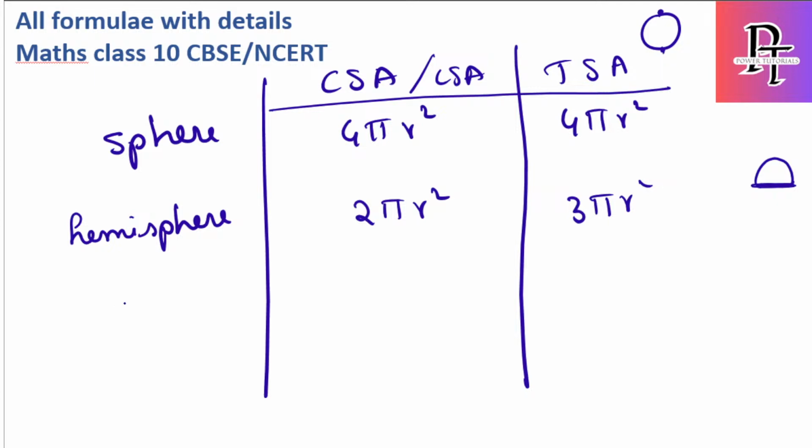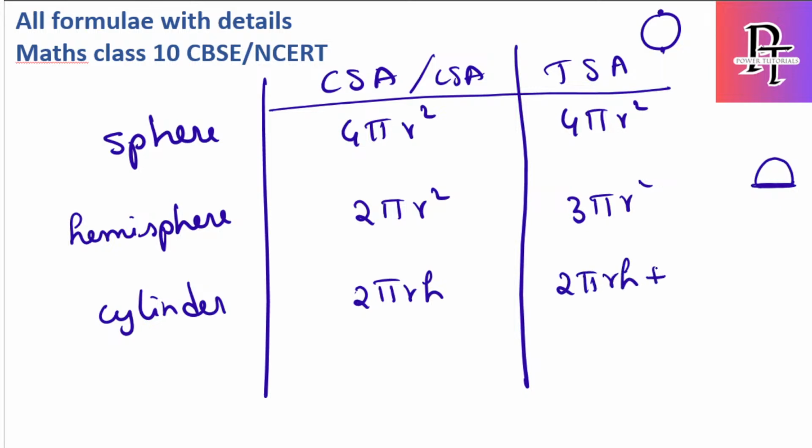Then we have cylinder. So CSA of cylinder is 2 pi r h, whereas TSA is 2 pi r h plus 2 pi r square.